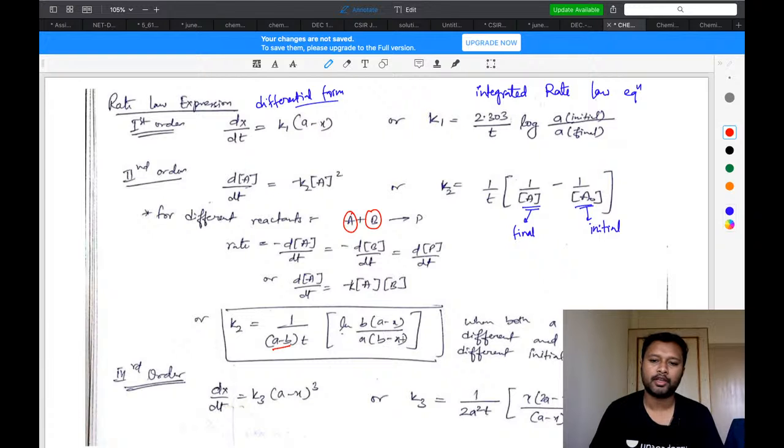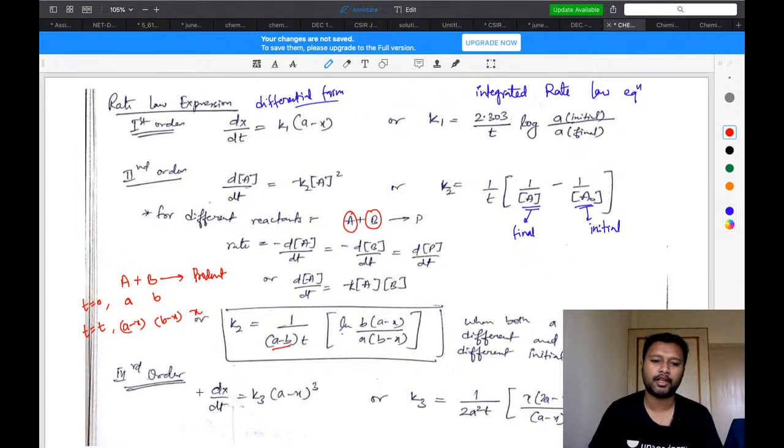What are a, b and x over here? A is the initial concentration of reactant A. A and B give you the product. Initially, when the time is 0, the concentration of A is taken as small a and the concentration of B is taken as small b. When the time is some t, the product formed is x amount, so a minus x of A remains and b minus x of B remains. That's what is kept in the equation.